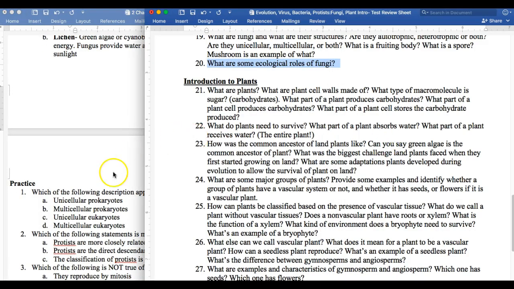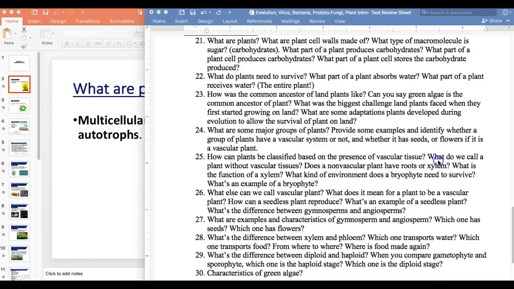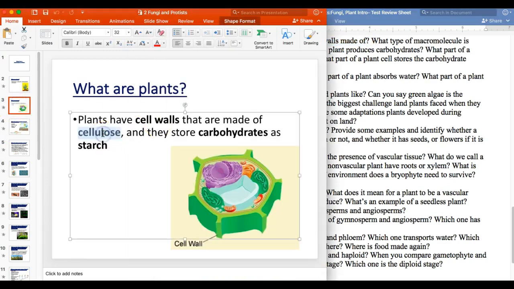All right, the next one is introduction to plants. What are plants? Multicellular, eukaryotic, photosynthetic autotrophs. Those are some words you can use for plants. What are plant cell walls made out of? They are made out of cellulose, a type of carbohydrate.